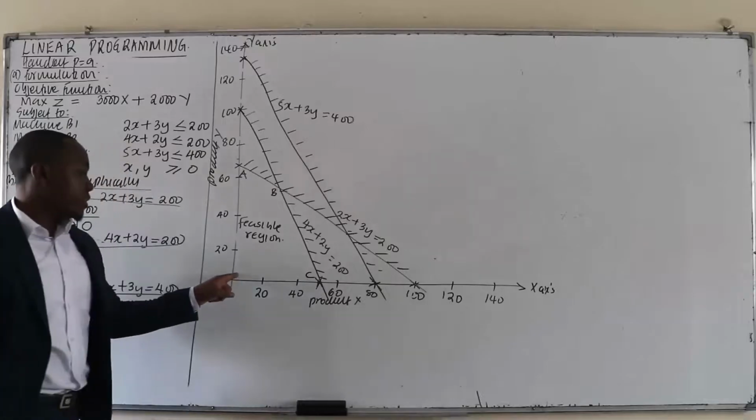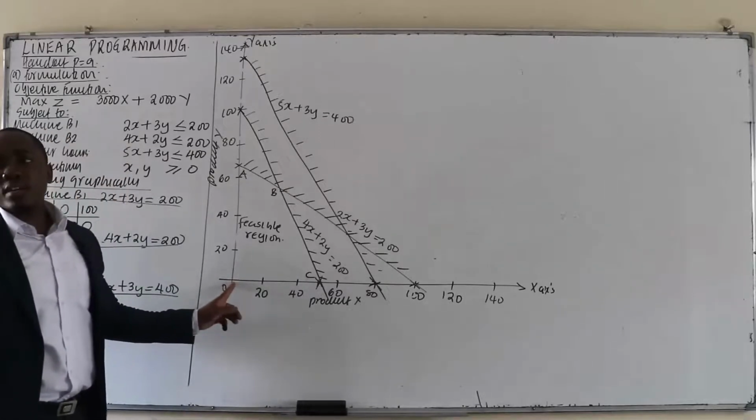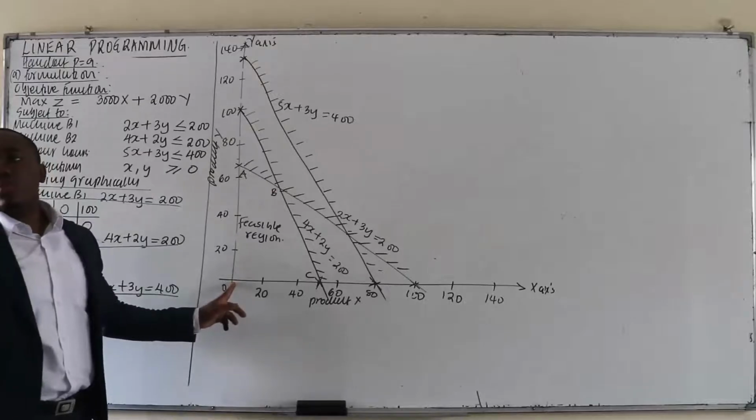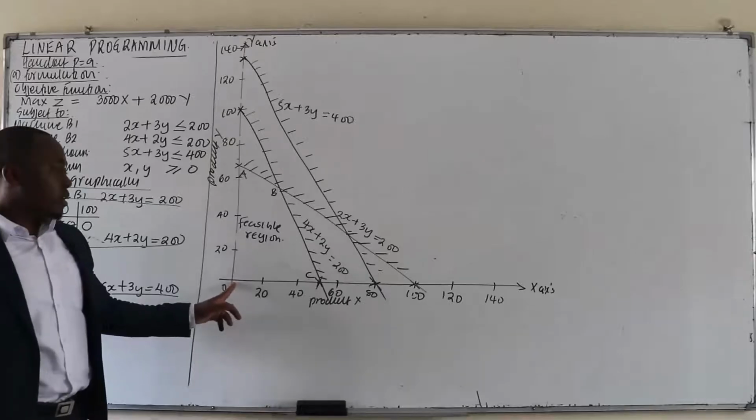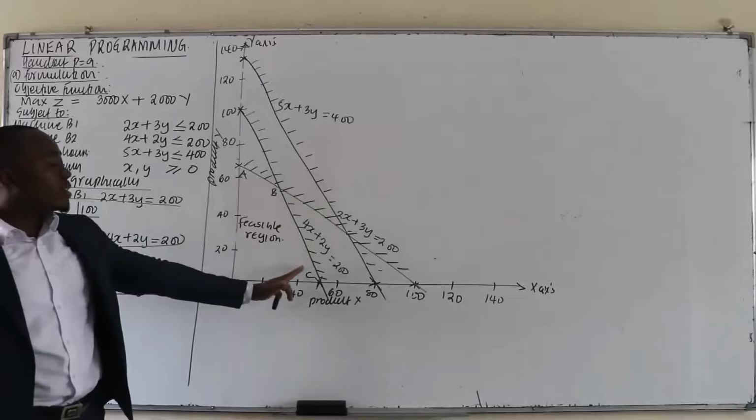We also have corner C, but this one you don't count because the coordinate is 0, 0. If you take corner 0, 0, that means you produce nothing of x, you produce nothing of y. It's like you are telling them, don't do that project. So in this case, we don't consider that.